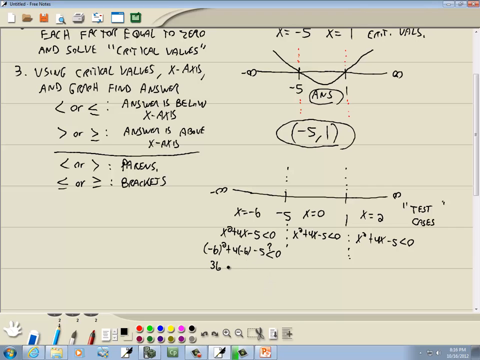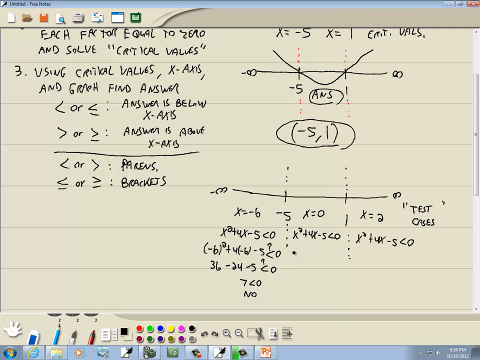Well, this would be 36 minus 24 minus 5, possibly less than 0. 36 minus 24 is 12 minus 5. Is that 7? Is 7 less than 0? No. So this would not be part of our answer.